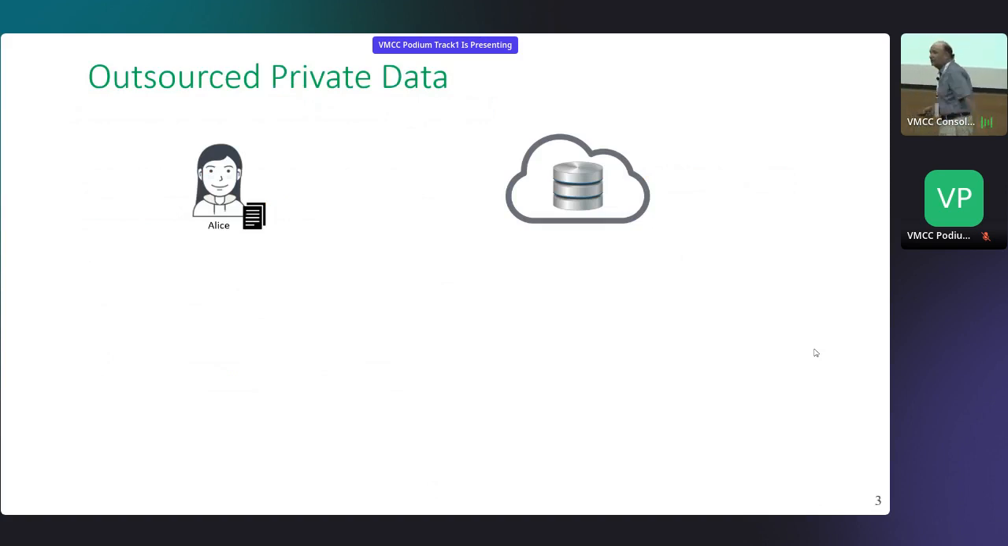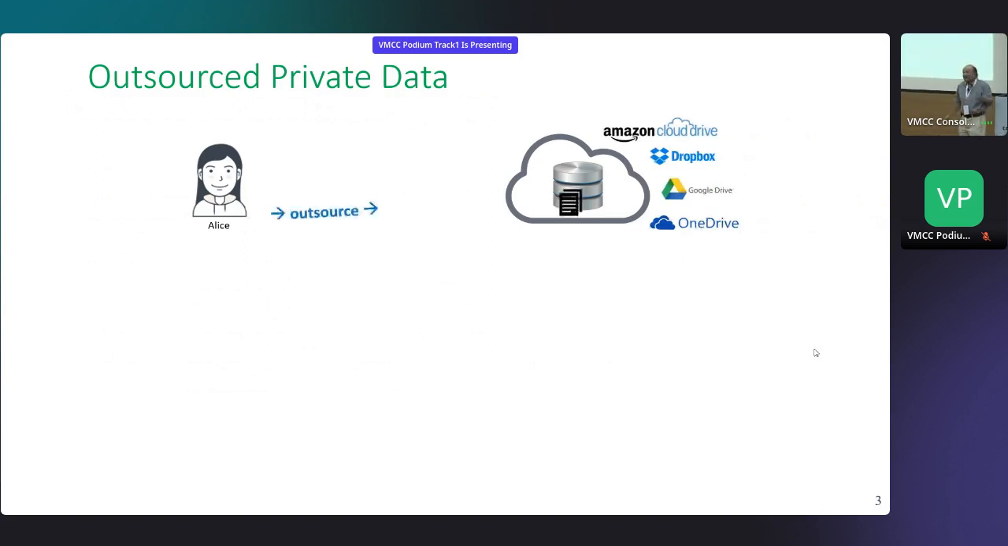So in a standard cloud computing context, Alice can store her data in the cloud, for example, but storing it even encrypted is not enough. Why do we have data? To query it, to do something with it.